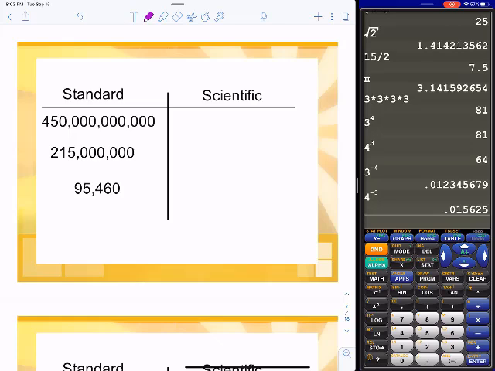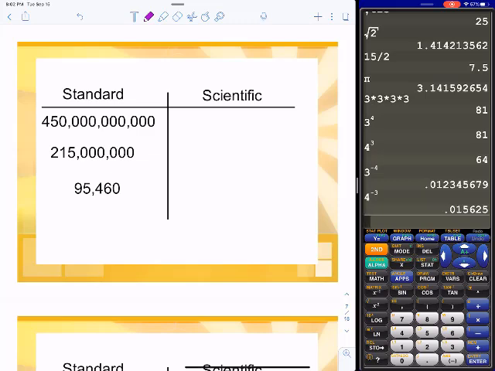Okay, so let's see if we can write a few, just for kicks and grins. So here's our first number. This is our thousands, and our millions, and our billions. So this number is 450 billion. And I want to write it in scientific notation.